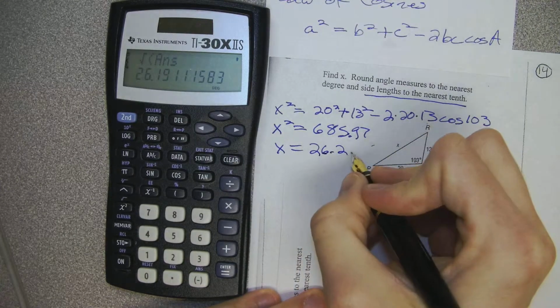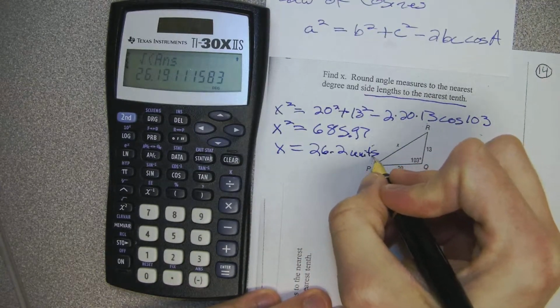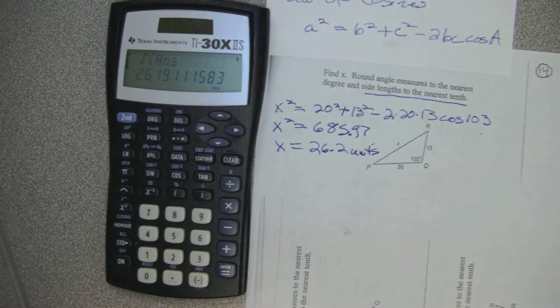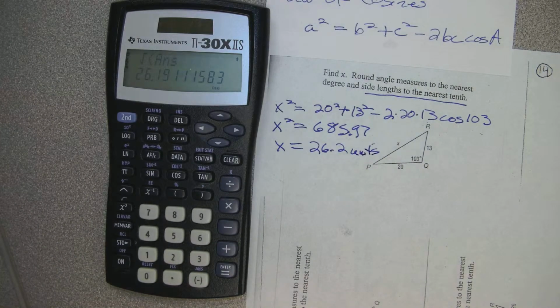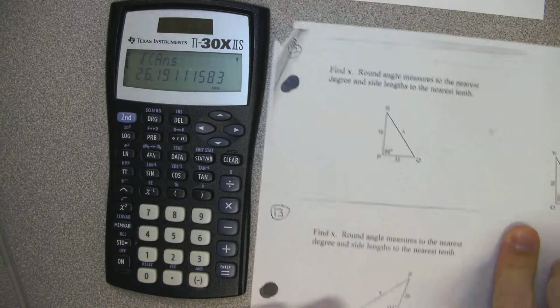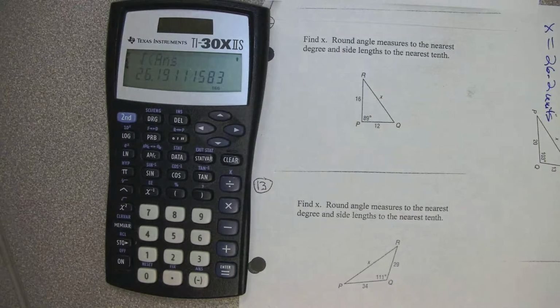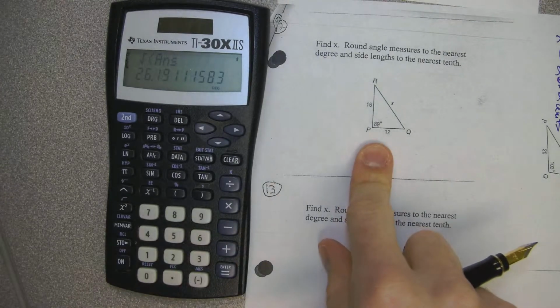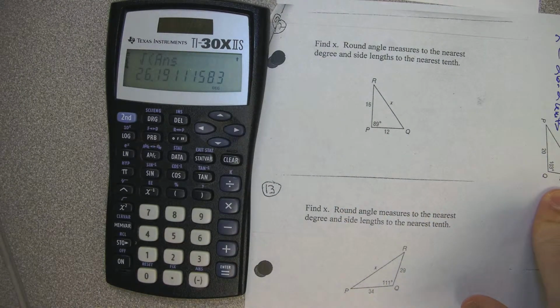And again, we don't know units, so we'll just write in units. Okay, this is easy. All right, see, that was number 11. We need number 12. Here it is. Well, notice number 12 looks really suspiciously like number 11.